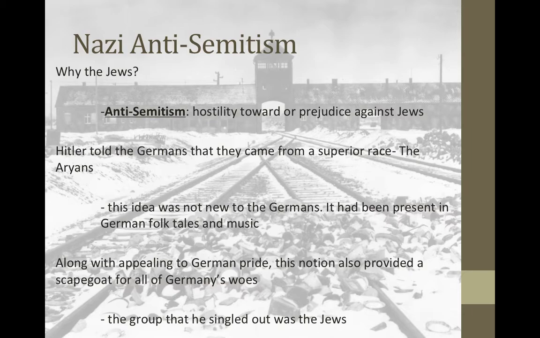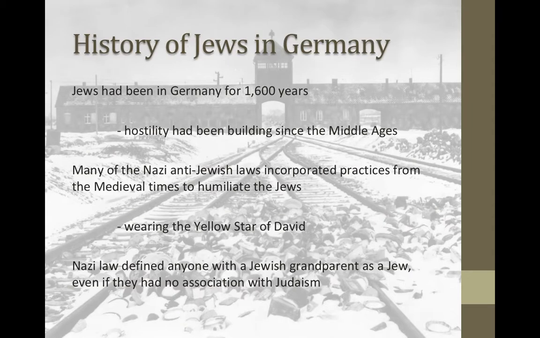This idea of anti-Semitism was not new to the Germans. It had been present in German folktales and music since the Middle Ages. We're going to talk about some examples of how Hitler got some ideas from the 1400s and brought them back into the 1900s. Along with appealing to German pride and building a sense of unity by working together to achieve this master race and this empire, it also provided a scapegoat for all of Germany's problems and worries in the Nazi Empire. Anything that went wrong, they blamed on the Jewish people. They were the scapegoat in World War I, and the scapegoat for why they were in poverty as well. And he used that to his advantage.